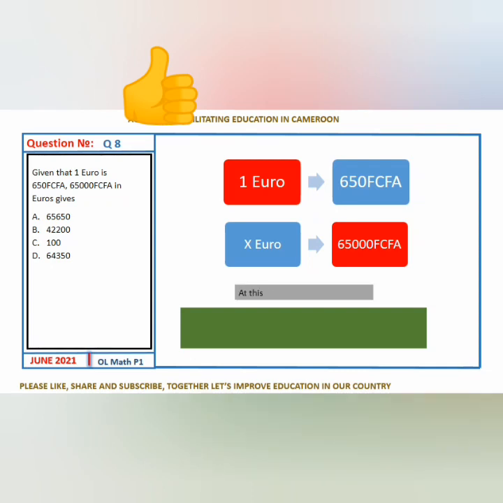So when we have this, we just cross multiply, and if we cross multiply, we're going to have €1 times 650 francs CFA to be equal to €1 times 65,000 francs CFA. And if we make X the subject by dividing both sides by 650, we're going to have X to be equal to 100. Hence, our answer is C.